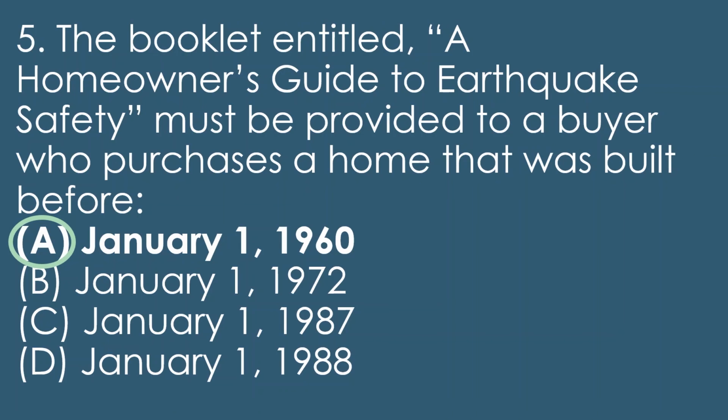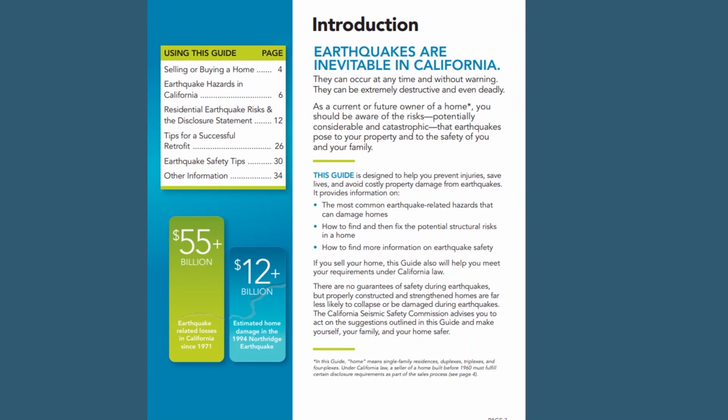was given this booklet. So here is a little bit of the introduction of the actual booklet. This is produced by California government, and they basically are saying, earthquakes are inevitable in California, and they can be destructive and deadly. And so it goes through a lot of information to say, hey, this guide we want you to be aware of. It helps, maybe to prevent some injuries, save lives, and avoid costly property damage from earthquakes. So they say it'll go over the most common earthquake-related hazards that can damage homes, how to find and then fix the potential structural risks in a home, and also more information on just earthquake safety.